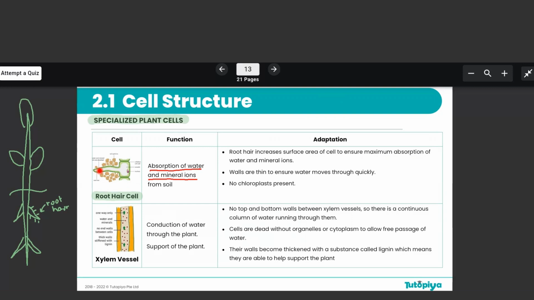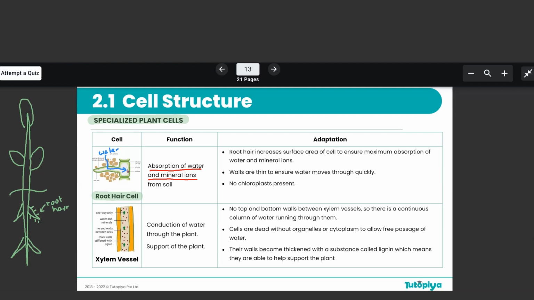Now, in addition to that, there are a couple of other adaptations as well. For example, if you take a look at the cell wall of these root hair cells, the cell walls of these cells are extremely thin. So the fact that these cell walls are extremely thin means that when water tries to enter into the plant, let's imagine water is trying to diffuse into the plants, the water has less of a distance to pass through in order to get into these root hair cells. That's why they have extremely thin cell walls, to ensure maximum water absorption.